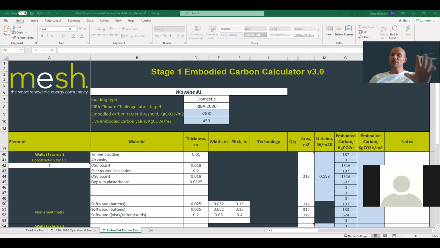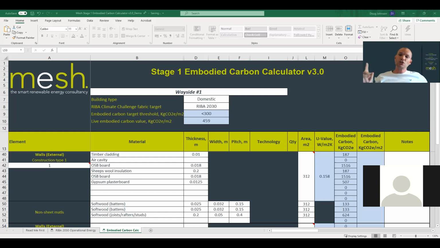And so you get a piece of data which is the embodied carbon without that lifetime sequestered carbon, or carbon that's taken out of the atmosphere. And then you get data which does include that. Now, this data does not include that.